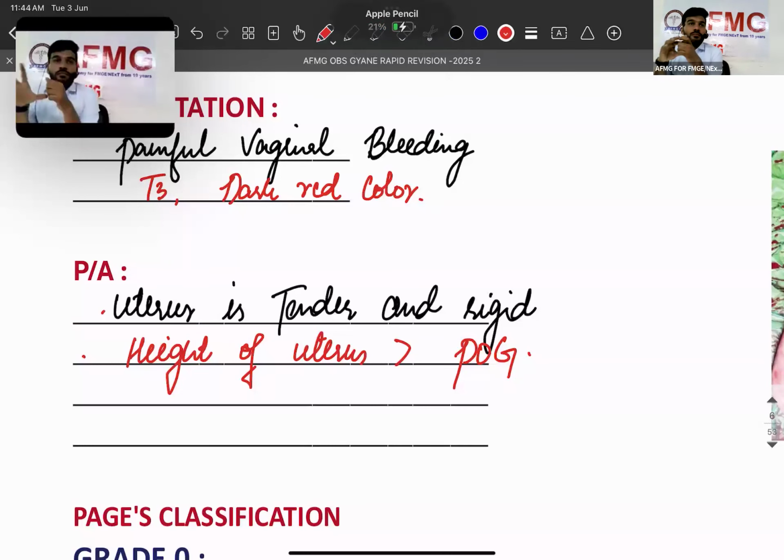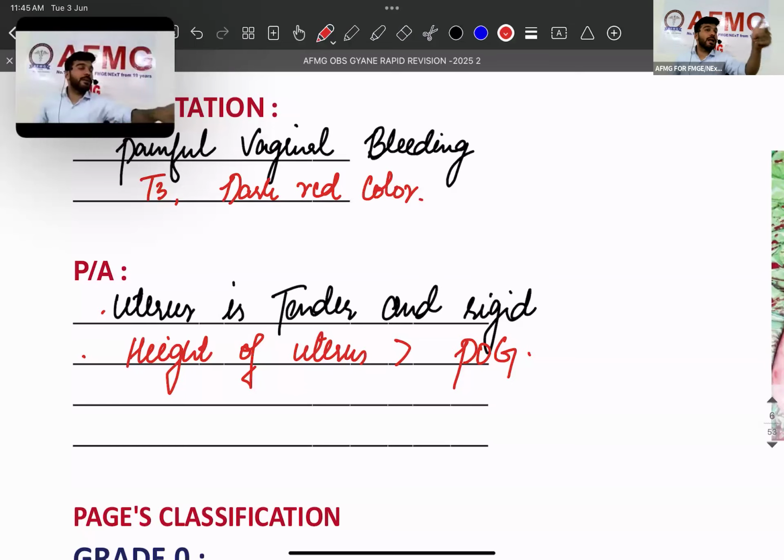Now listen carefully. A female is coming to me with painful vaginal bleeding. Number one, tender uterus. Number two, ridged uterus. Height of the uterus more than the period of gestation. Fetal parts palpable. Now, abruptio placenta and rupture of uterus are exactly the same. The only difference is fetal parts palpable. If palpable, the answer is rupture of uterus. Fetal parts not palpable, the answer is abruptio placenta.